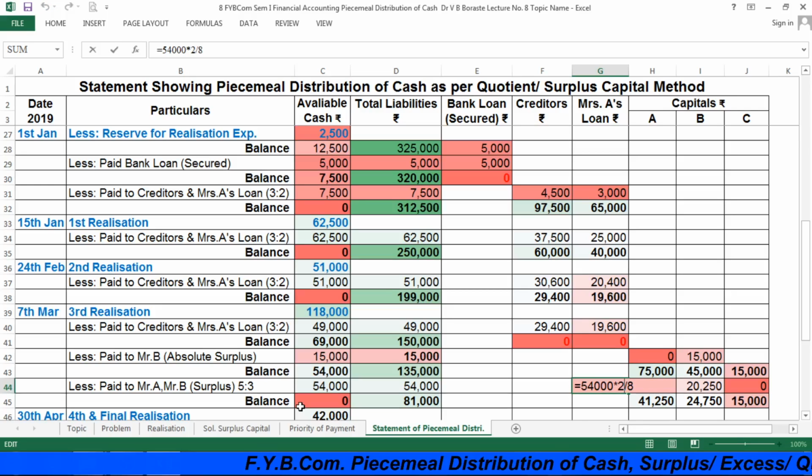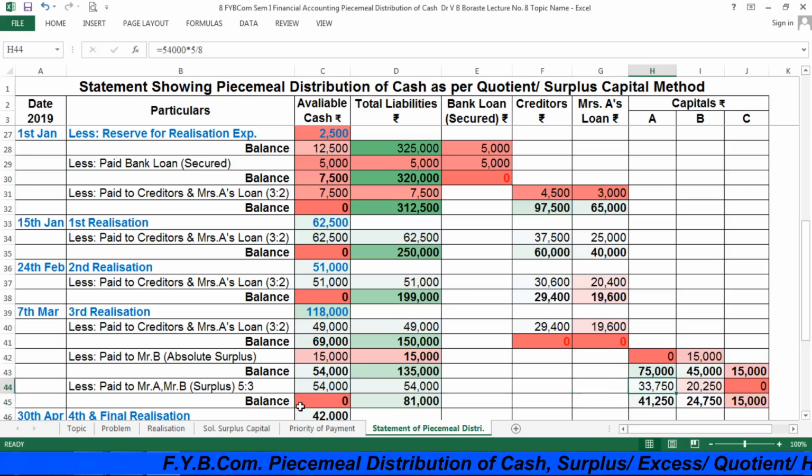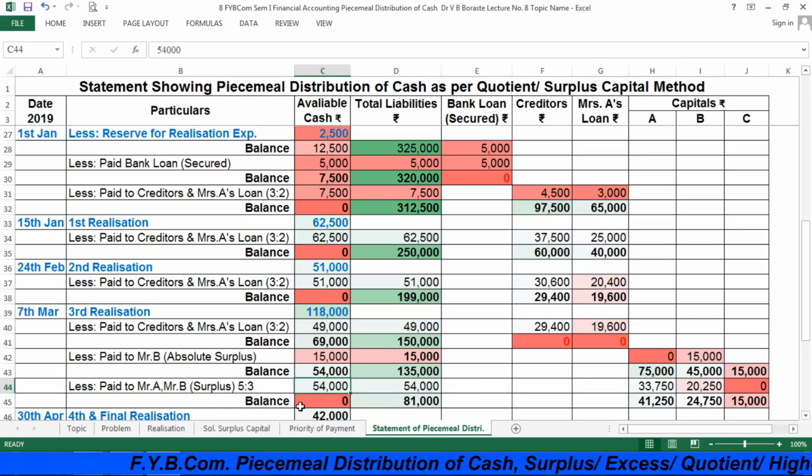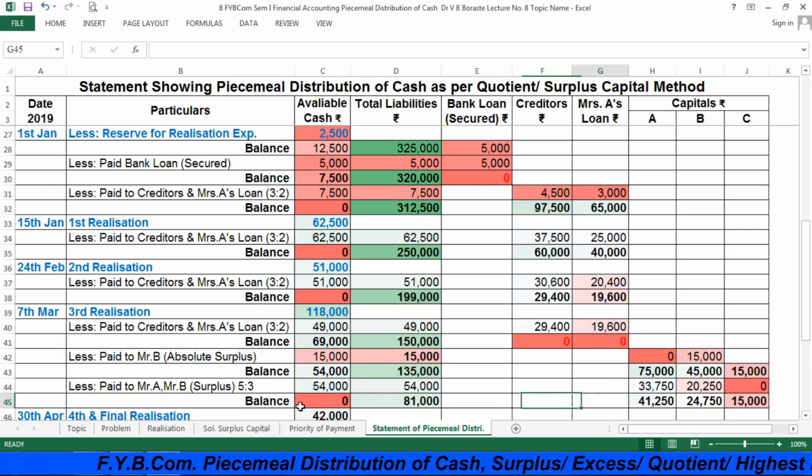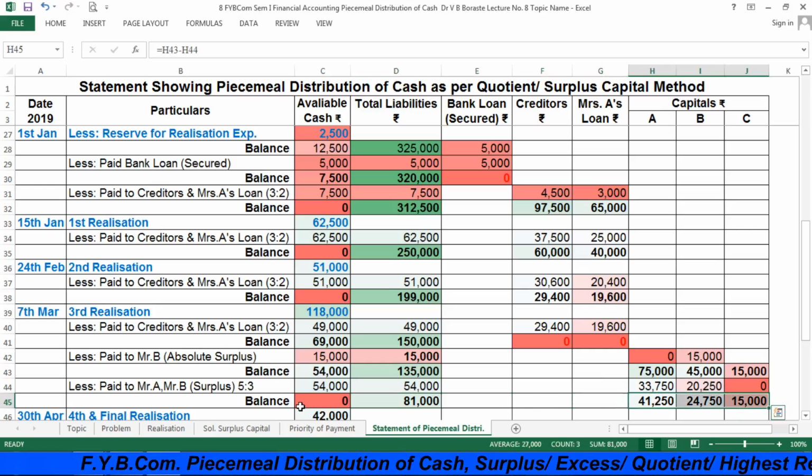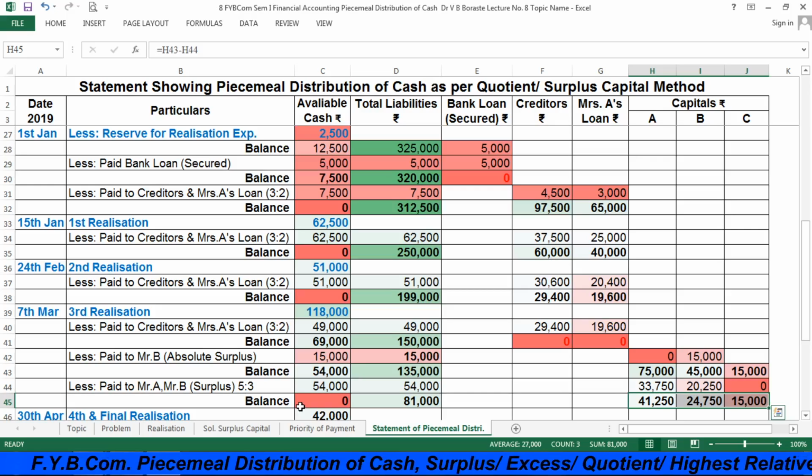54,000 divided by 54,000 into 2 divided by 5 plus into 3. 54,000 into 3 divided by 8, that is 20,250. So here you can see the calculation of Mr. A and B. Now again our balance is nil, and still we have to pay 81,000 as total liability. Here you can cross check the total liabilities, that is capital 41,250 plus 24,750 plus 15,000. The total is 81,000.